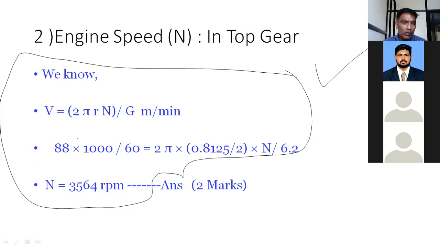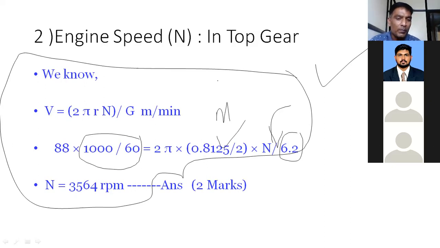What we have done here: 88 kilometers per hour is converted into meter per minute just by multiplying with 1000 divided by 60. This is in meter. This is the ratio. What is remaining? Only revolution per minute, that is RPM. So that is nothing but the engine speed. Okay.